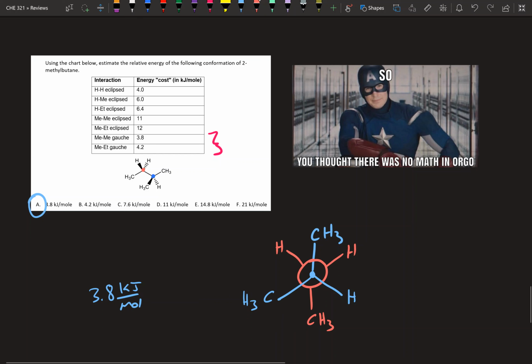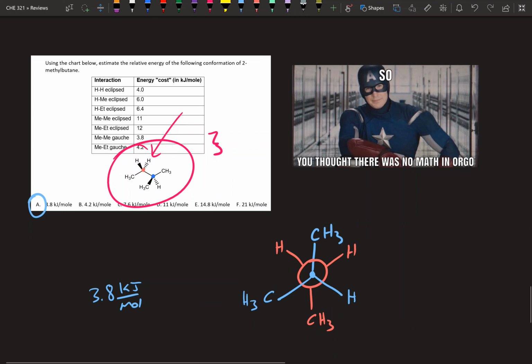Now, I do want to make a note. I drew this molecule here with the blue carbon in front and the red carbon in the back. Now I'm going to clear up a huge misconception for Newman projections, okay? Whenever you see a wedged atom on the line structure, it does not mean it's always on the left in the Newman or always on the right.